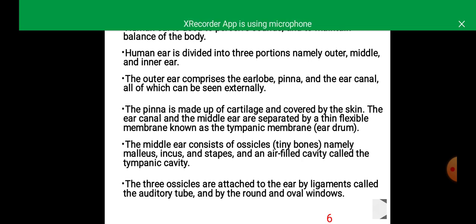The ear canal and the middle ear are separated by a thin flexible membrane known as the tympanic membrane or the eardrum. The middle ear consists of three tiny bones, which we call ossicles, namely the malleus, incus, and stapes, and an air-filled cavity called the tympanic cavity. The three ossicles are attached to the ear by a ligament called the auditory tube, and by the round and oval window.